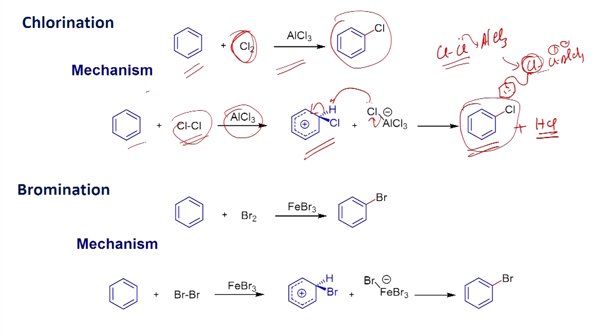And similarly, you can also react with Br2, molecular bromine, in the presence of Lewis acid, as we have just seen here. Also it can react, you will be able to form this activated electrophile. Once we have this one, now it can react, and you will be able to form the product.